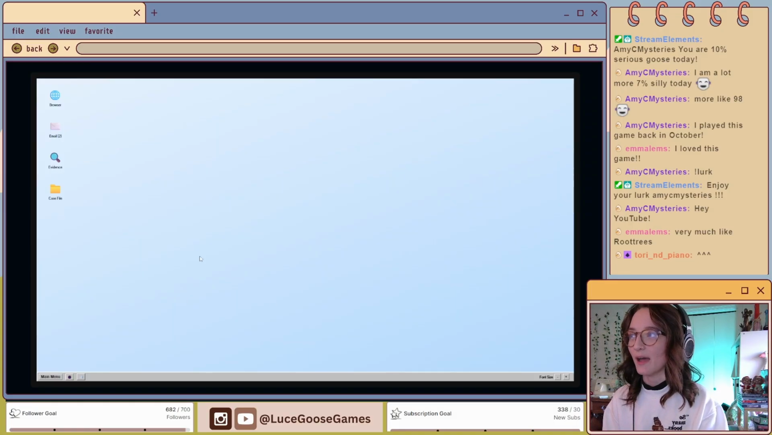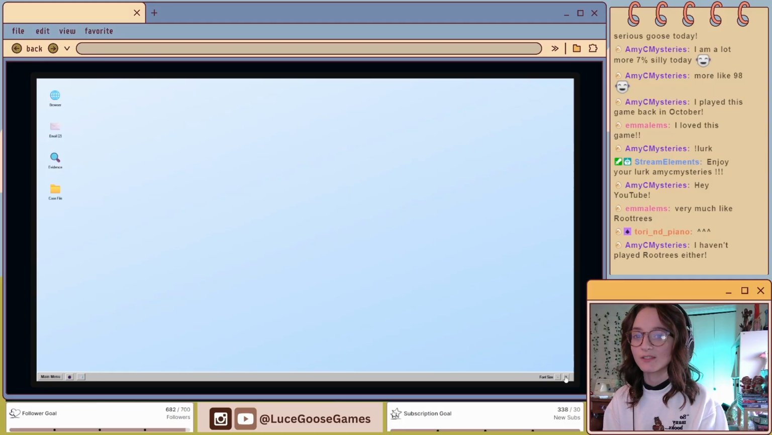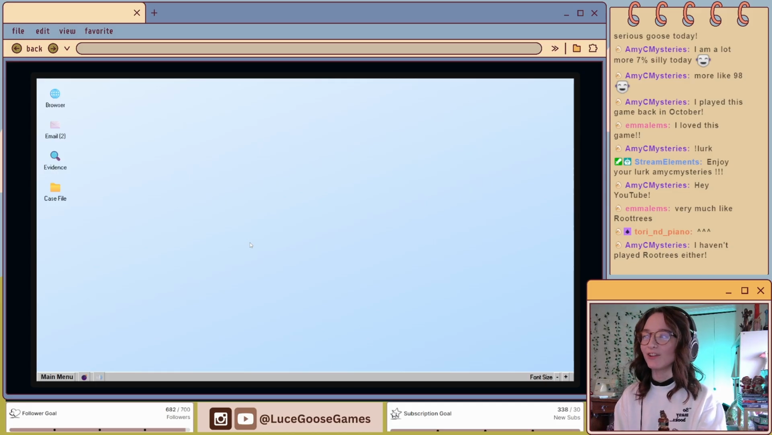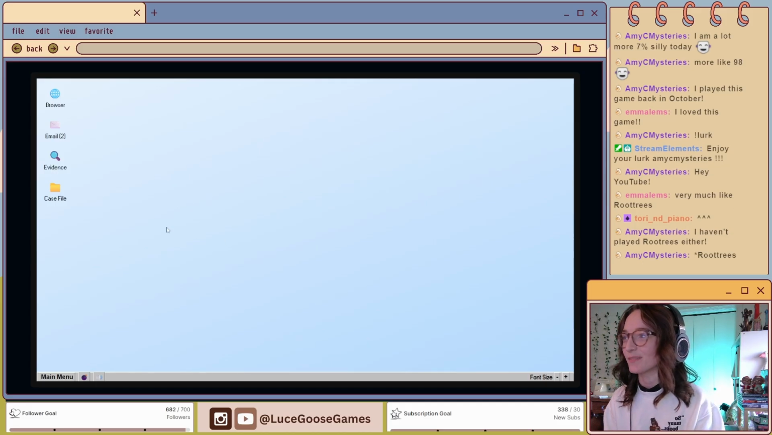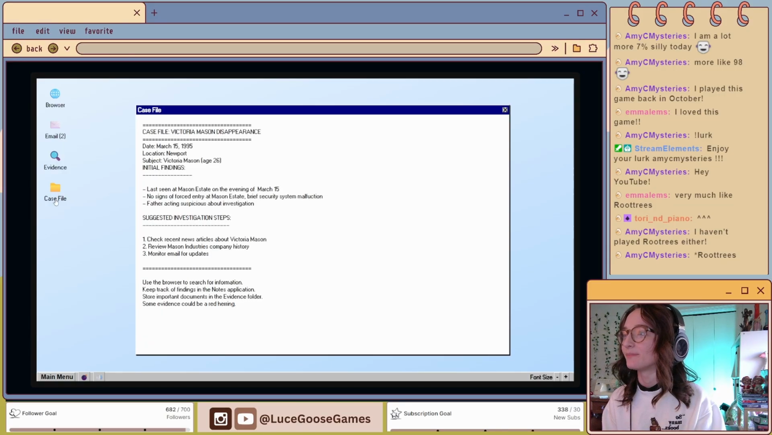Alright, so right off the bat, we're in a little desktop computer. Let's get that font size up, because my little eyes cannot see that small. Let's start with the case file.